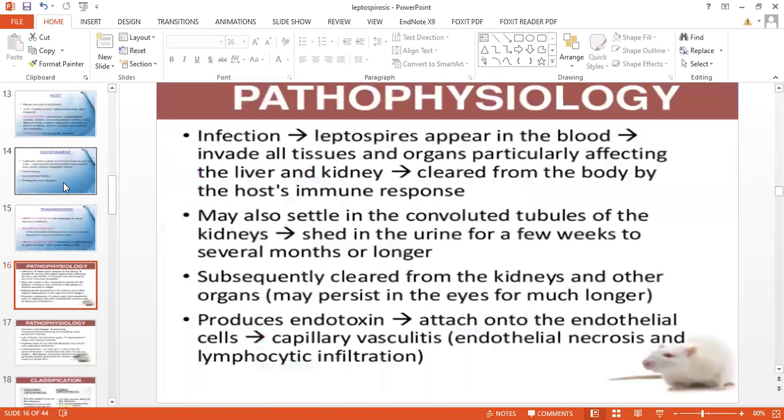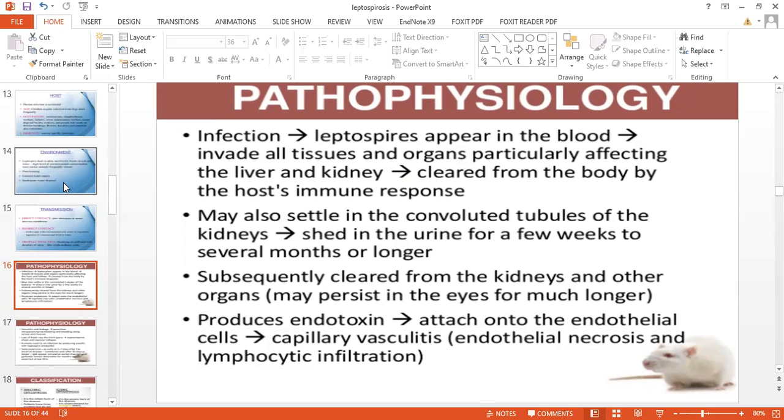Pathophysiology, the sequence of events goes like this. From infection, leptospires appear in the blood, invade the cell tissue, particularly the liver and kidney, and from there they are cleared from the body by the immune system. They may settle in the convoluted tubules of the kidney and be shed in the urine for weeks or months, or may subsequently be cleared from the kidney and other organs, but may persist in the eyes for much longer.